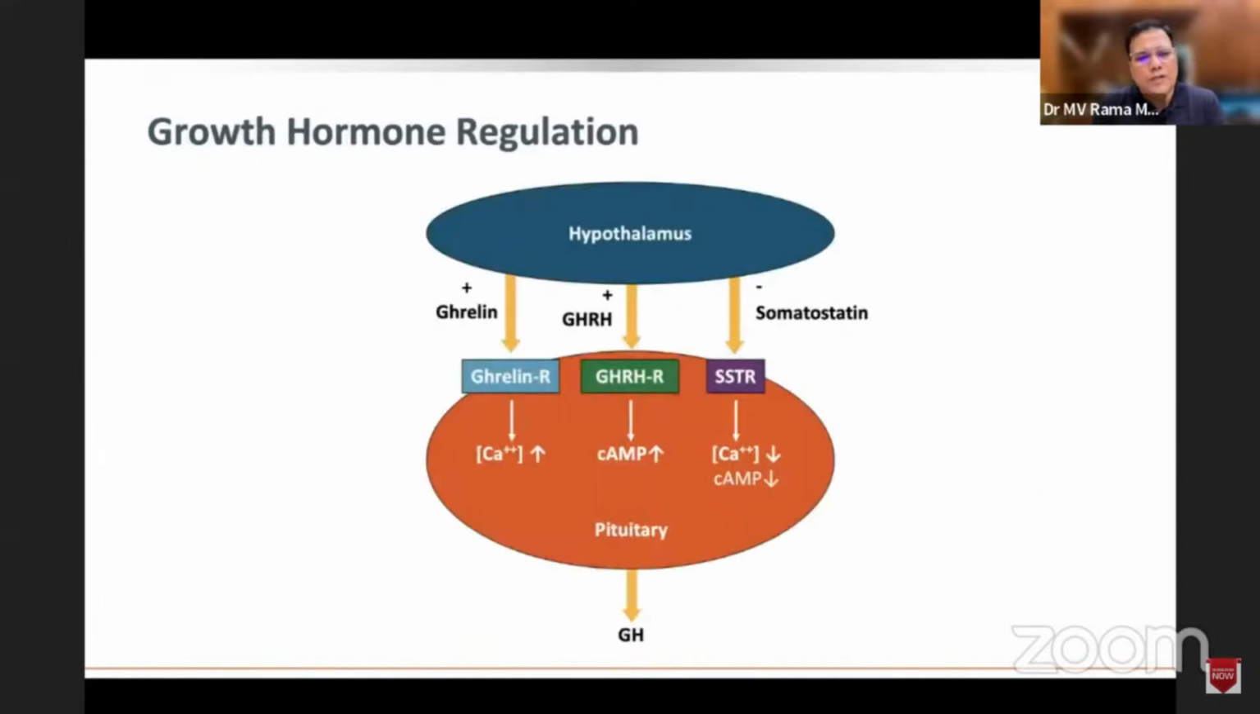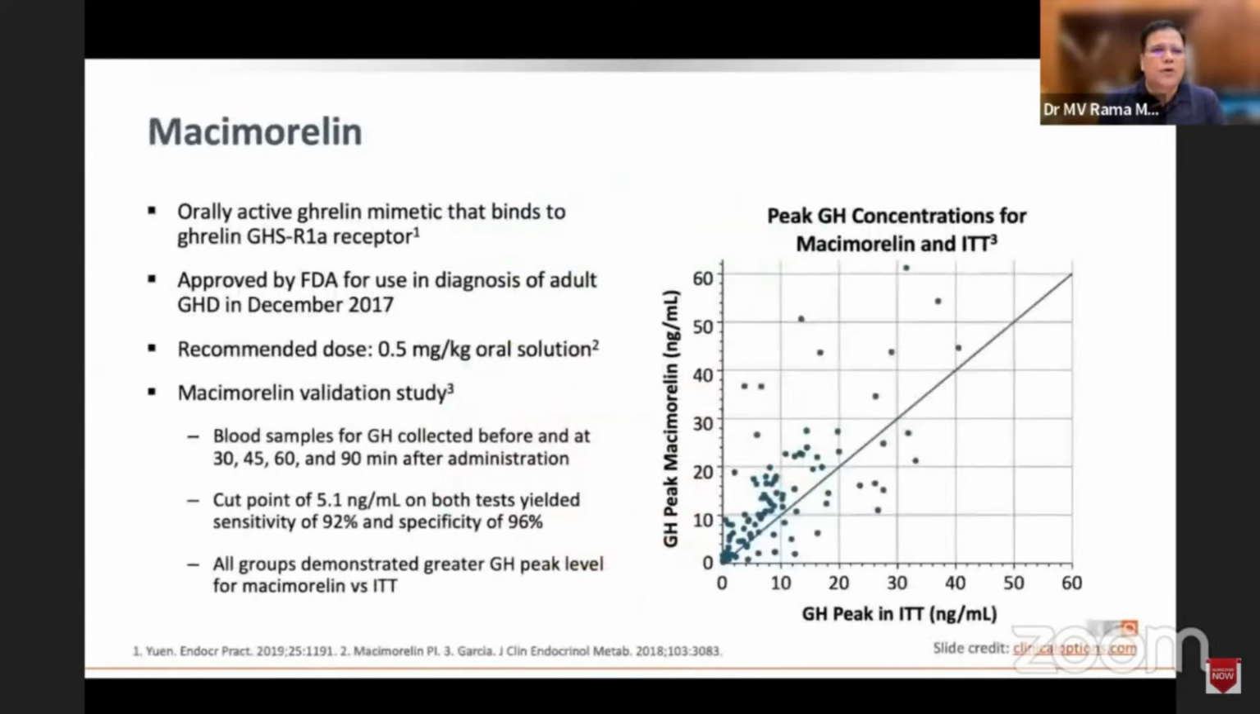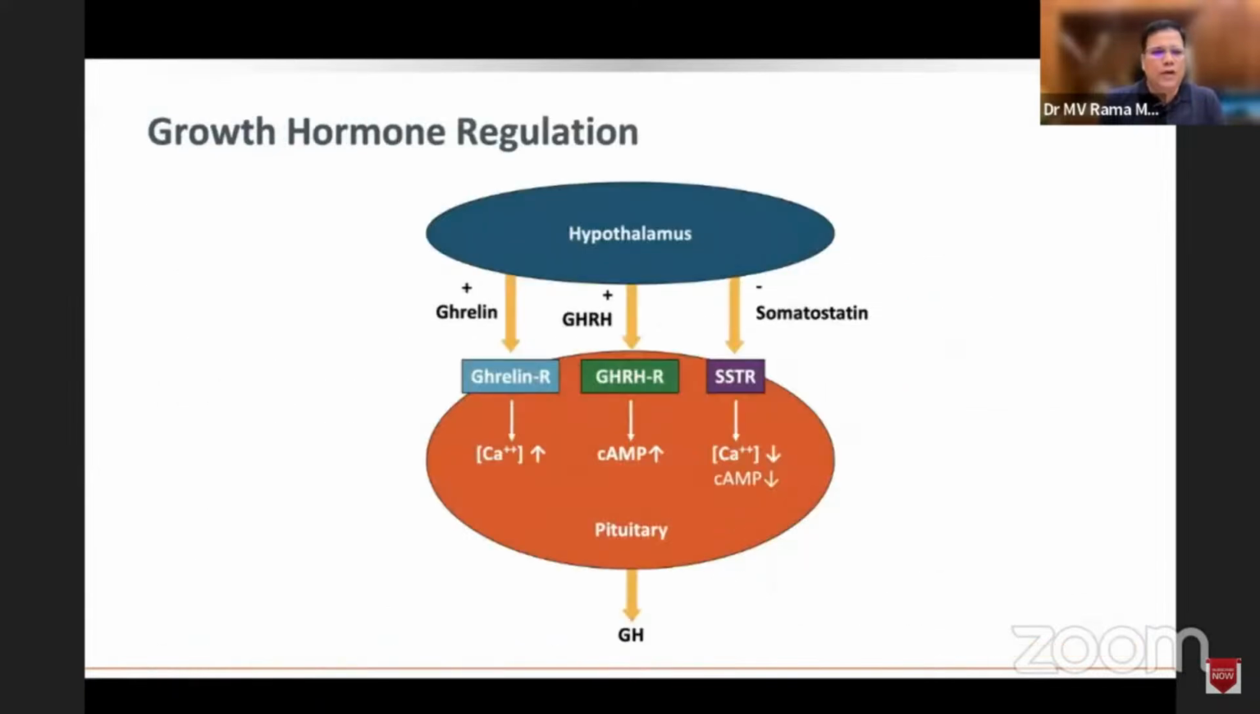And we know that growth hormone is regulated mainly by the hypothalamus. It has two hormones, ghrelin and growth hormone releasing hormone. Ghrelin acts on the ghrelin receptor, and the growth hormone releasing hormone acts on the growth hormone releasing hormone receptor, which indirectly releases growth hormone from the pituitary. We have negative feedback from somatostatin, where the somatostatin receptor decreases growth hormone release from the pituitary. So we have one more drug called macimorelin. You can see this ghrelin receptor here.